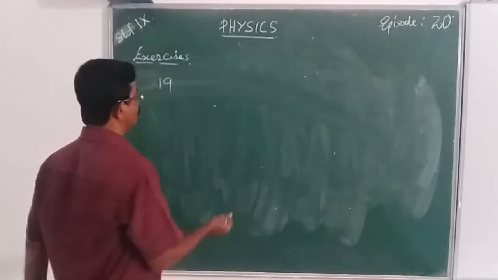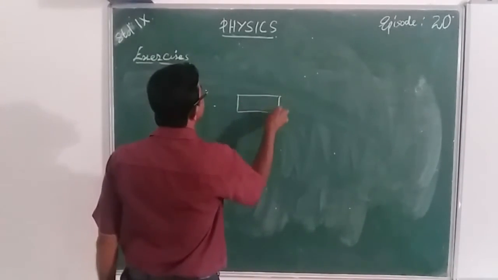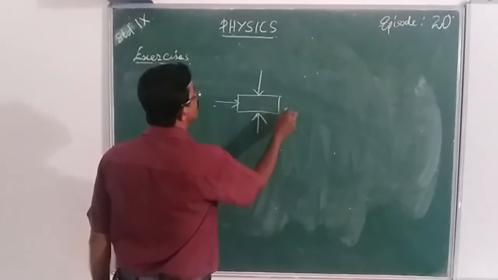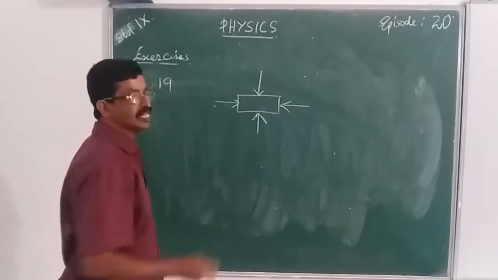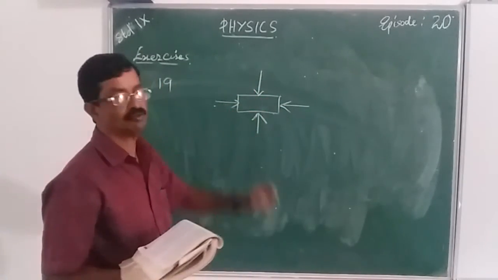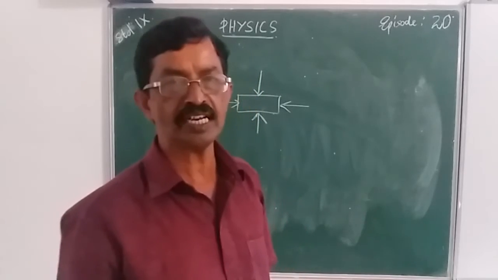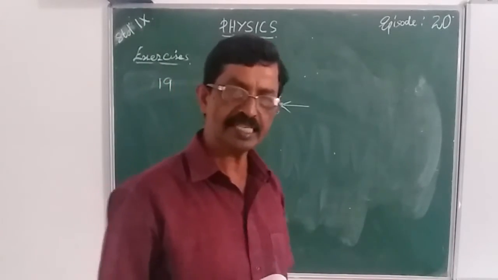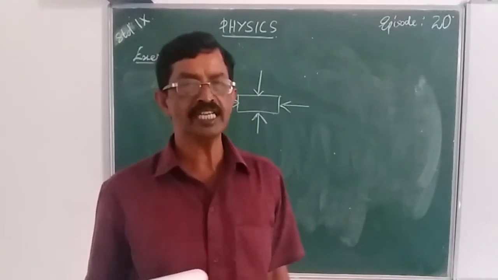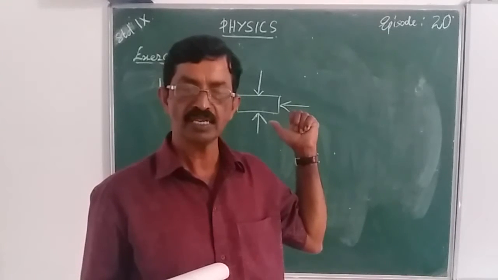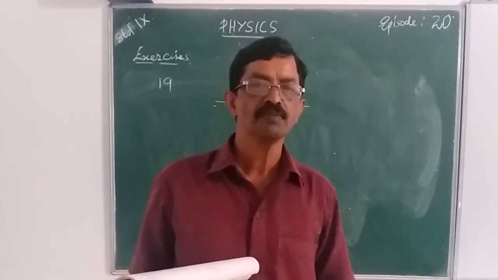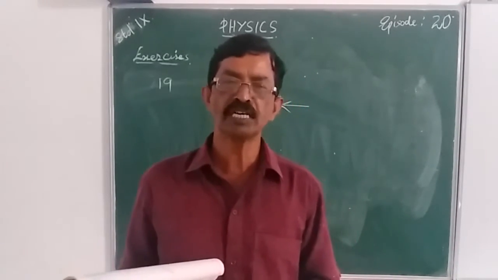Consider the case of an object. Here, this is the direction of force. Here, another force. Here, another force. When we consider that the net resultant force acting on it is 0, then there will not be any acceleration. So the answer is correct. Yes, it is possible. Even though there are so many forces acting on an object, if the net resultant force is 0, then the acceleration produced by those forces becomes 0.